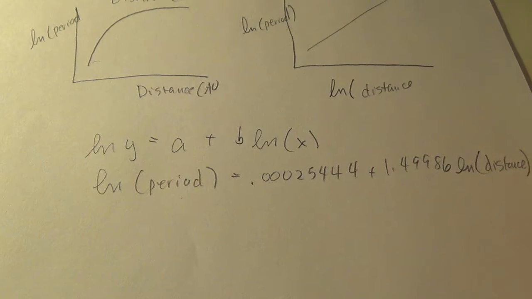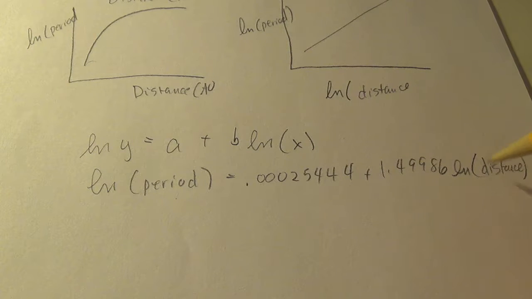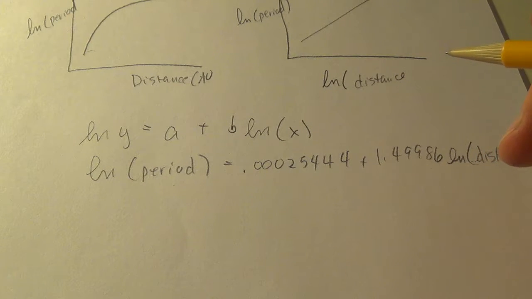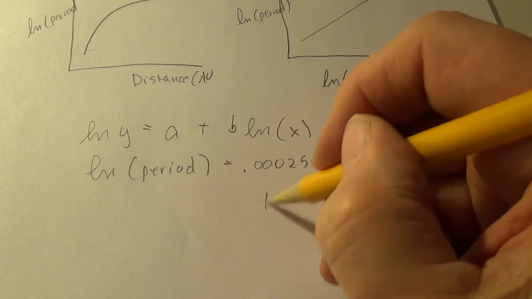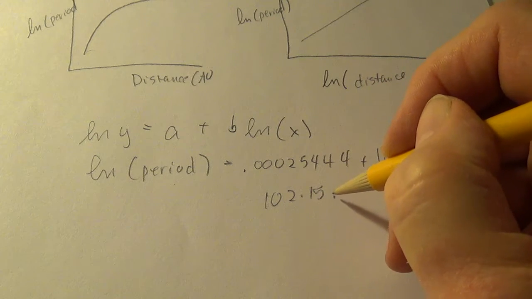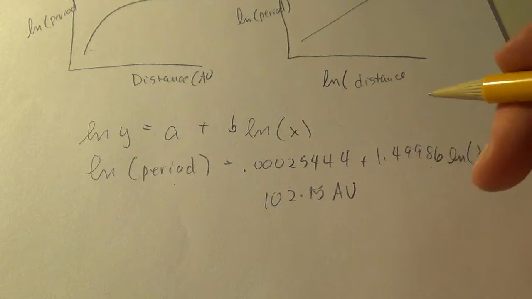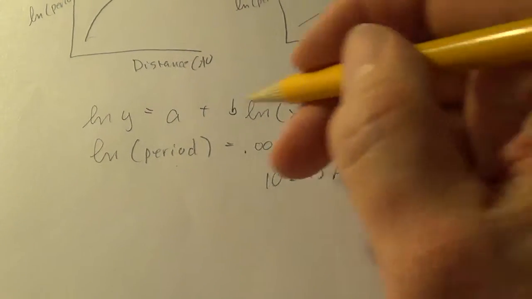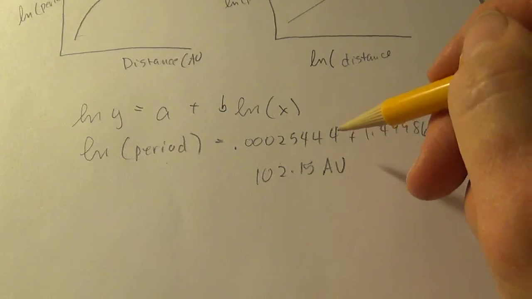So we took ln of both variables. Notice the slope is in front of this variable. So the question is, the planet Eris is 102.15 AUs away from the sun, so I want to predict its period. So I'm going to use this relationship to do that.